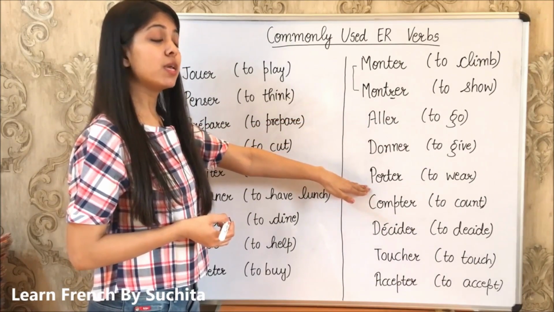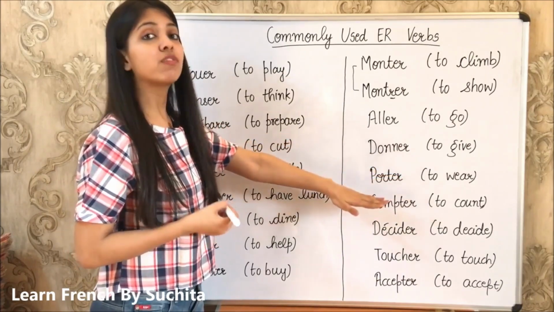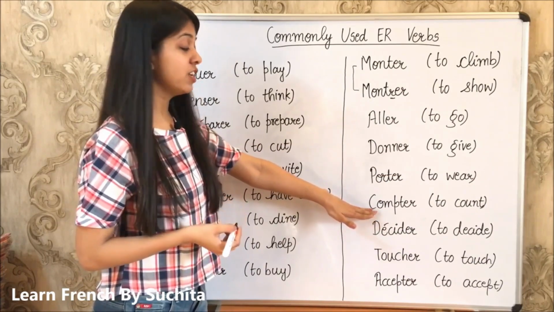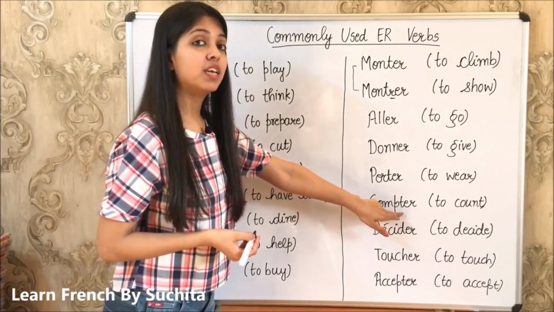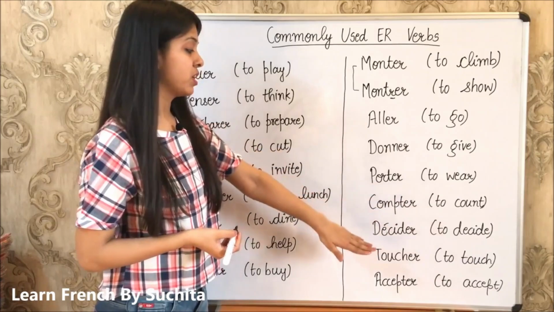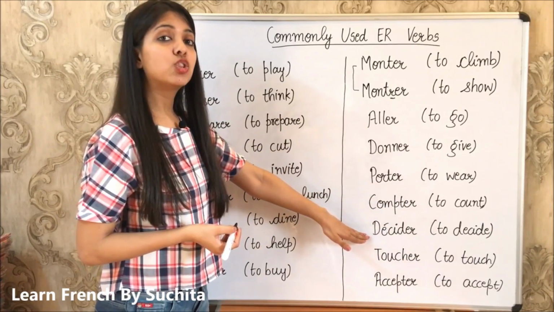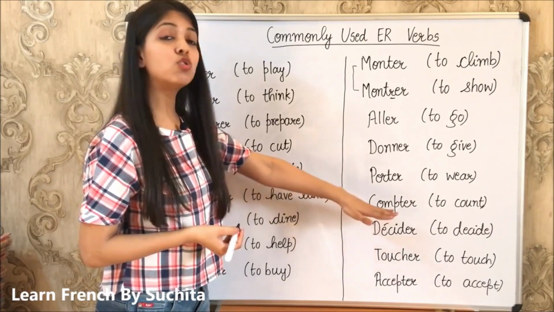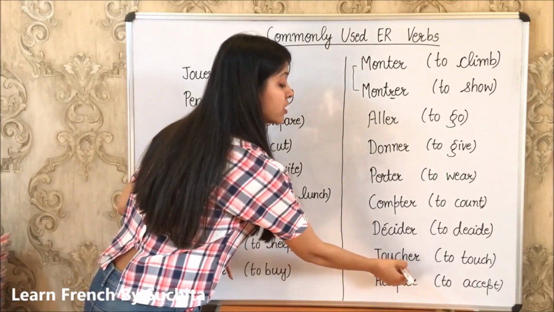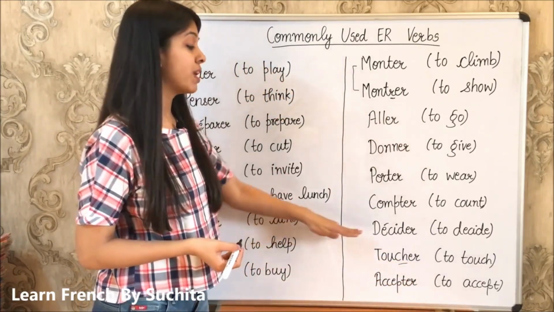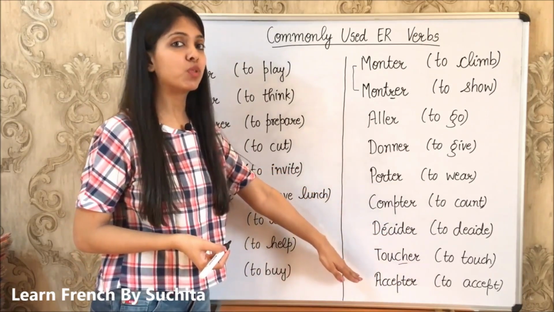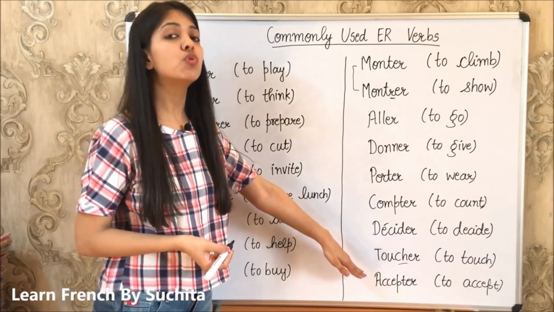The verb is porter. Porter means to wear, just like we wear clothes. The next verb, now it has an interesting pronunciation. We neither pronounce M nor P. The pronunciation is compter. Compter means to count. Next is décider. The verb is décider. Décider is to decide. Next, toucher. Remember I told you the pronunciation of CH is sh. So it becomes toucher. Toucher means to touch. And the last one is accepter. The verb is accepter, which means to accept.